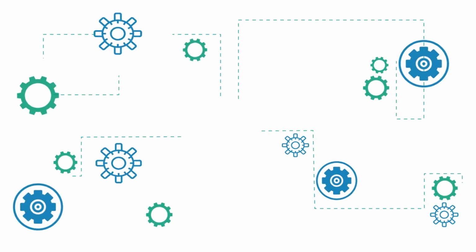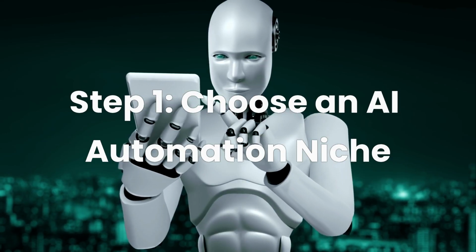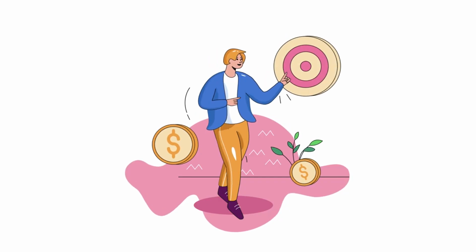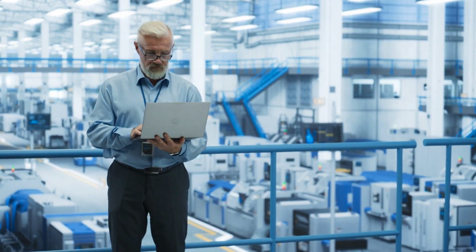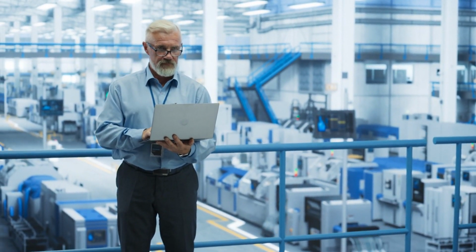Let's get started. Step 1. Choose an AI automation niche. Before you begin, it's important to pick a niche for your AI automation business. Different industries have different automation needs, so specializing in one makes it easier to find clients.